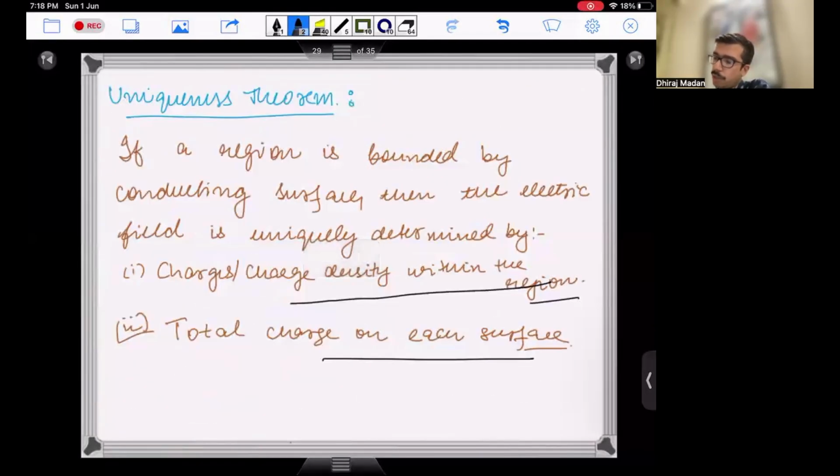Note that what this theorem says is that if there is a region bounded by conducting surfaces, then you need to know the charge density within the region and the total charge on each of those surfaces. Everything else enclosed by the surface you can ignore. This idea of ignoring it is the shielding effect: whenever you have a conducting medium, it shields the inner part from the outer part and the outer part from the inner part.